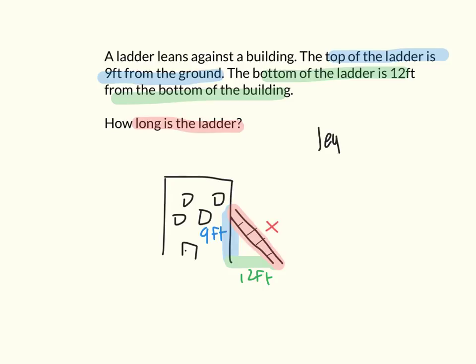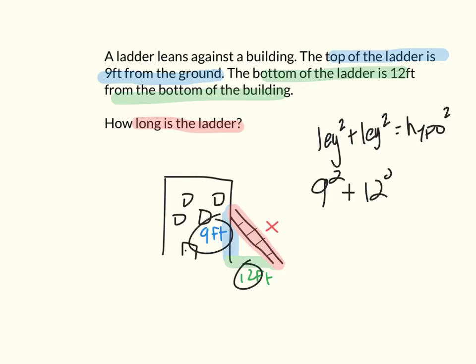The Pythagorean theorem is leg squared plus leg squared equals hypotenuse squared. My first leg is 9, so 9 to the power of 2 plus 12 to the power of 2 equals x to the power of 2. 9 times 9 is 81. 12 times 12 is 144 equals x to the power of 2. 81 plus 144, I'm going to type that in a calculator, and I get 225 equals x to the power of 2.